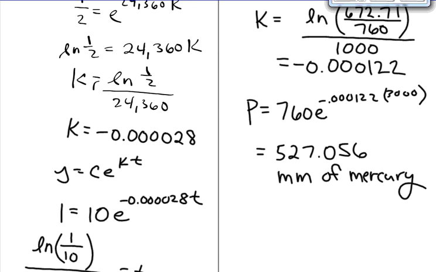Okay, so our final answer is 527.056 millimeters of mercury. Okay, so this is just kind of an intro again to differential equations as well as growth and decay. So in the next notes, we're going to get a little bit more involved.